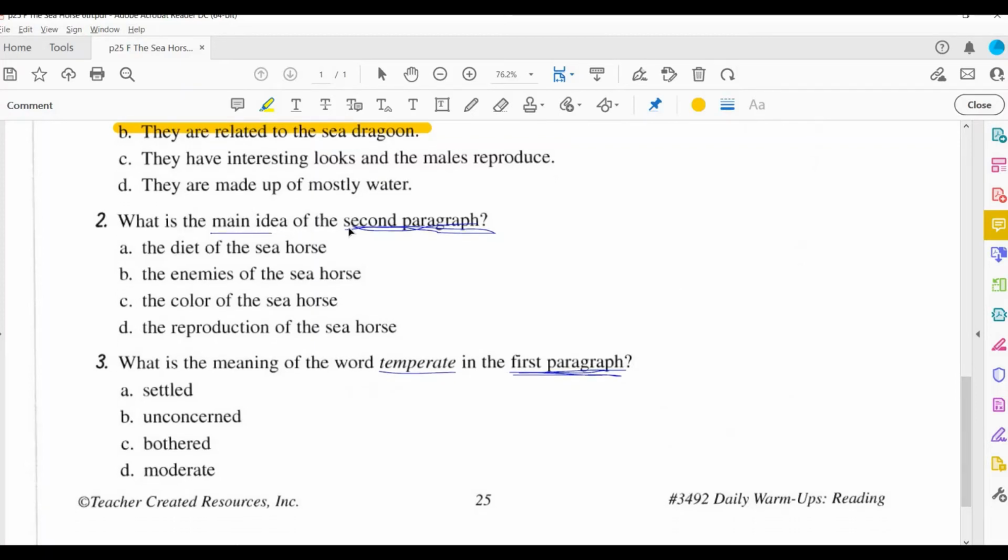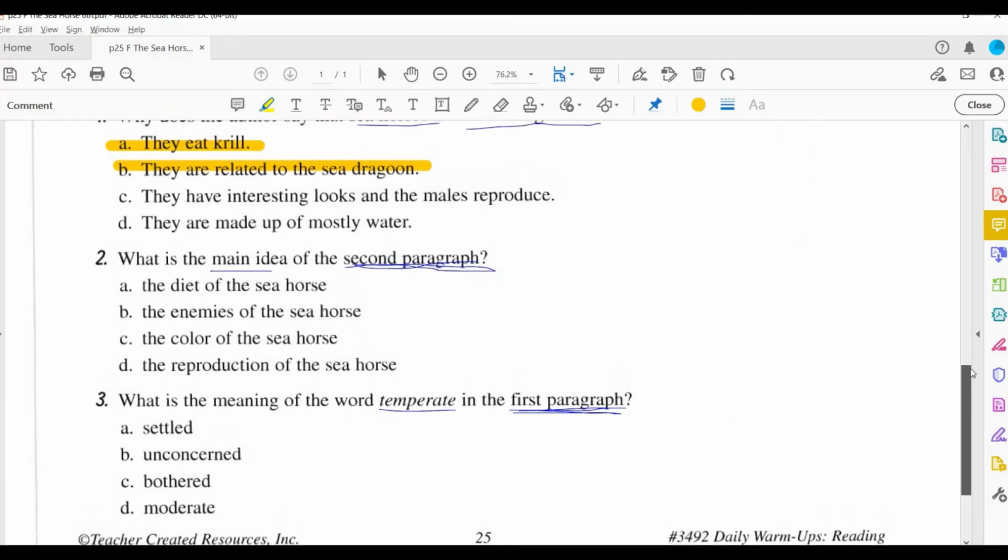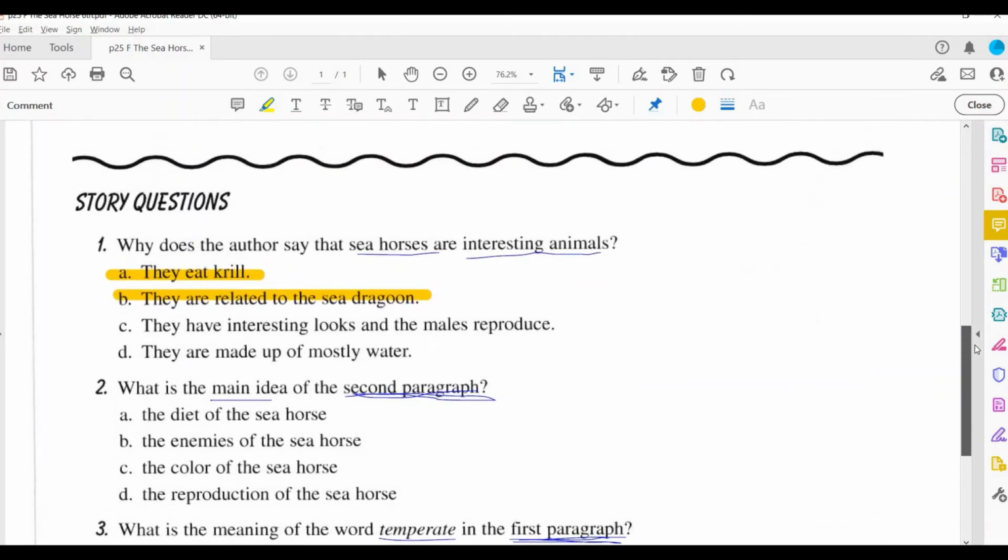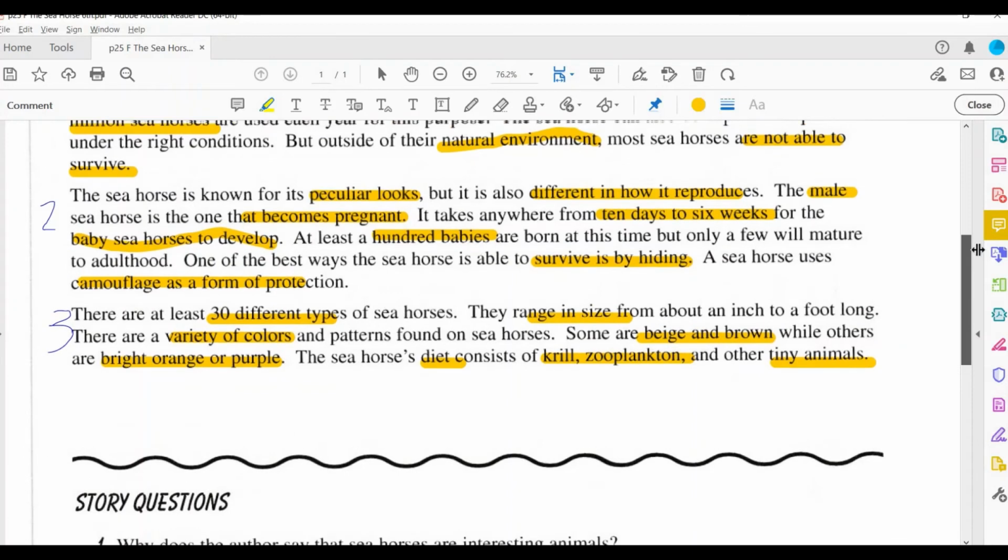Number 2, what is the main idea of the second paragraph? We're going to go straight to that second paragraph. Is it the diet of the seahorse? The enemies of the seahorse? The color of the seahorse? The reproduction of the seahorse? Now, we're not going to answer yet, but we want to get rid of 2 of those answers. They are tricks. Get them out. So, which 2 do we know is not part of that second paragraph?